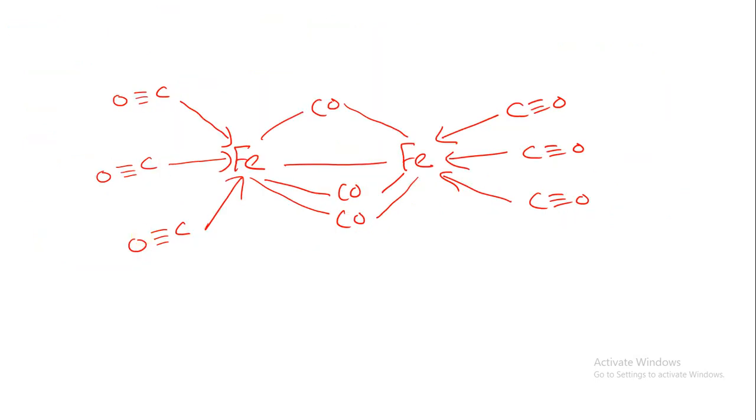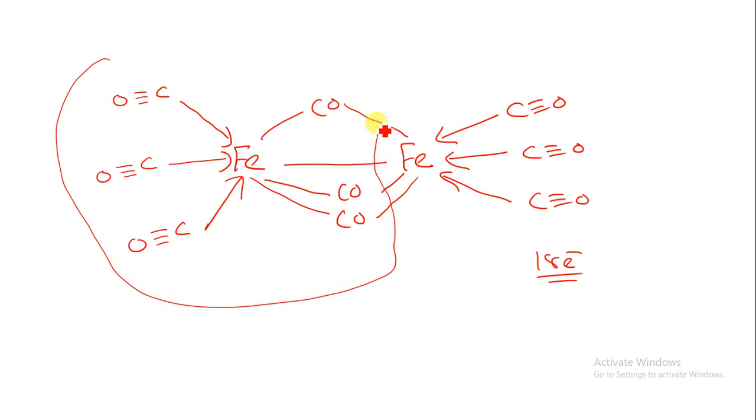Now let me explain again the calculation for the 18 electron rule. Suppose I take this as a structure, let's say one structure of Fe1. Now if I have to calculate this, with Fe as the central metal atom, what do I have to take? There are a total of 8 electrons for the Fe atom.